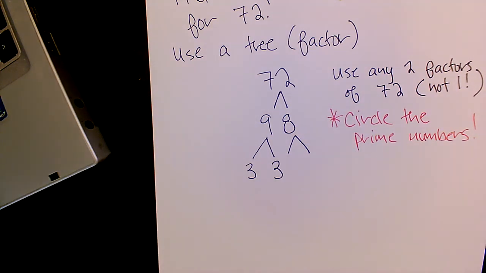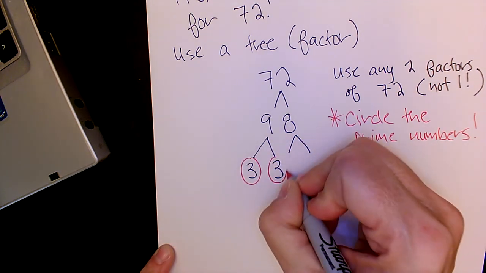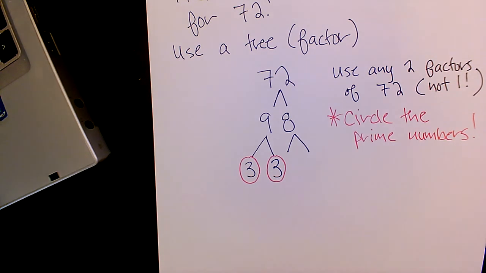So I'm going to put those on the end of my branches. Are those prime? Is 3 a prime number? Yes. So we're going to circle both of these. They're both prime because 3 times 1, or 3 and 1, are the only two factors. Nothing else goes into 3. So the tree stops there.